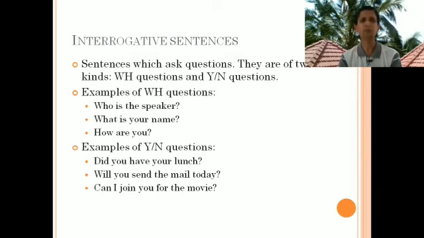It will keep changing depending upon the person you ask the question. But yes or no questions will take only yes or no for an answer. So these are the differences between these two kinds of questions. But both questions are together categorized into the kind of sentences that are known as interrogative sentences.